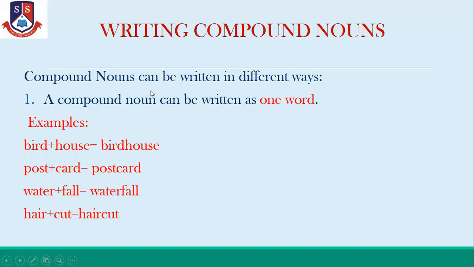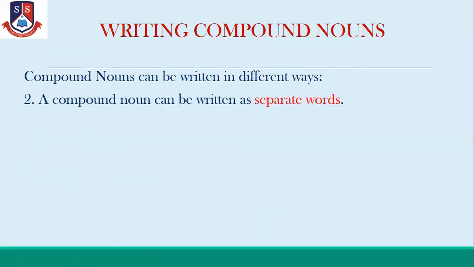So this is the first way of writing the compound nouns, that without giving any space between the small words, you write it as one single unit or one single word, right? So this is the first type of writing the compound nouns. Tooth plus paste, and it becomes toothpaste without any space. It is the first way.